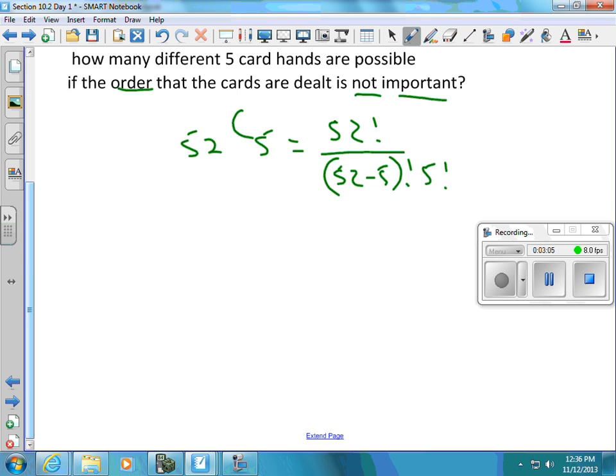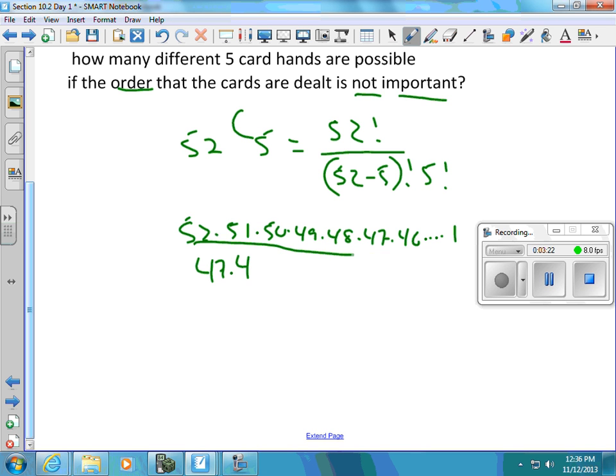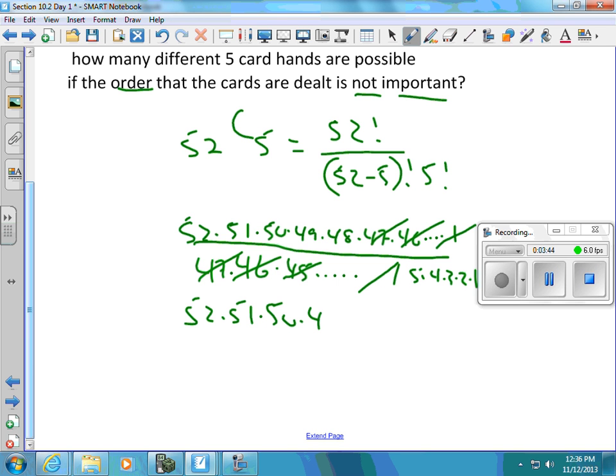And so if we did this by hand, I'm going to show you once how to do it by hand. 52 times 51 times 50 times 49 times 48 times 47 times 46, down to 1. On the bottom, it's going to be 47 factorial, right? So 47 times 46 times 45, down to 1, times 5 times 4 times 3 times 2 times 1. Well, why did I do that? Because you can see from 47 on down, we're going to cancel out. So all we're really left with is 52 times 51 times 50 times 49 times 48 over 5 times 4 times 3 times 2 times 1.